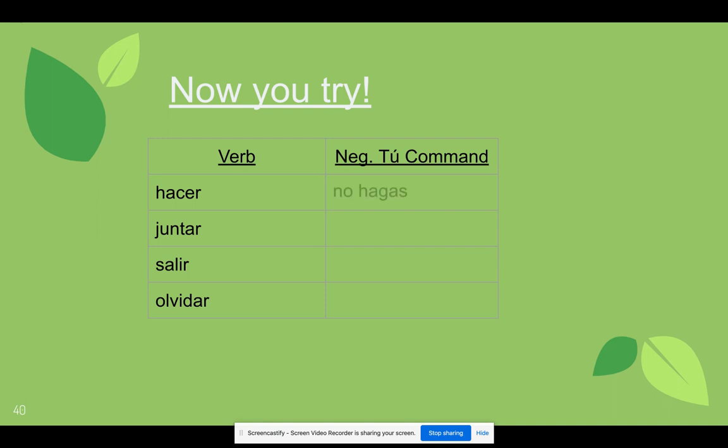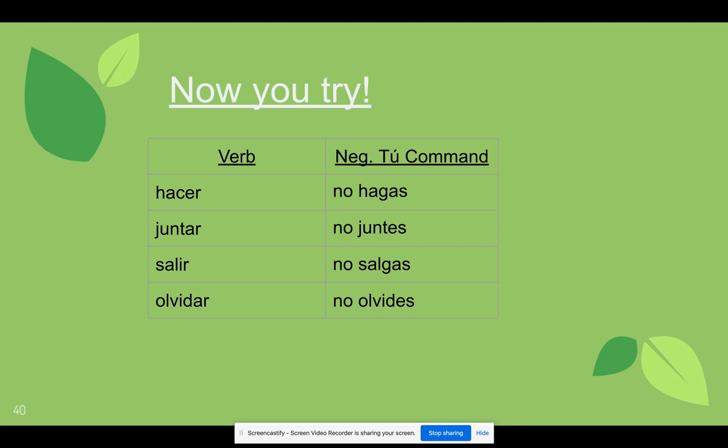Hacer changes to no hagas. No hagas la tarea tarde. Don't do your homework late. Juntar. No juntes. Don't put things together. Salir. No salgas. No salgas con él. Don't leave with him. Olvidar. No olvides. No olvides la tarea.